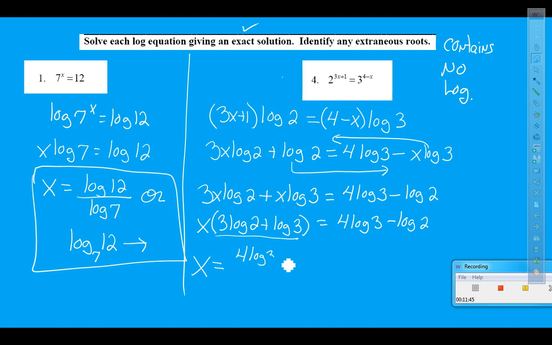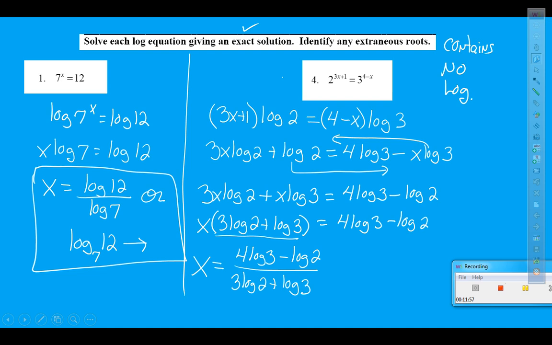4 log 3 minus log of 2 over 3 log 2 plus log 3. So a tough little problem for problem number 2. Number 1 was pretty darn easy. Number 4 jumped up quite a bit. But that's going to be our steps.